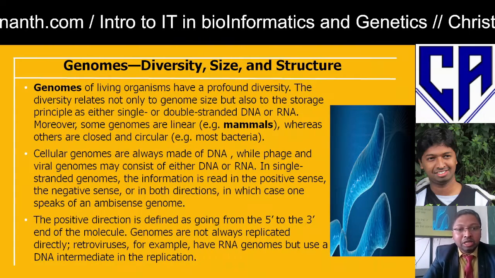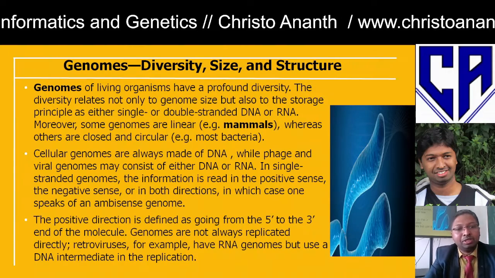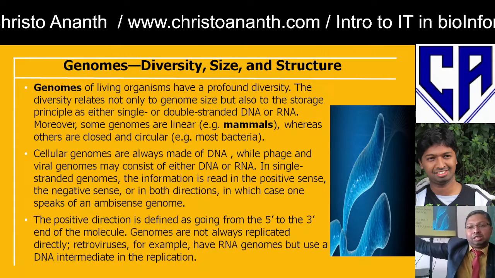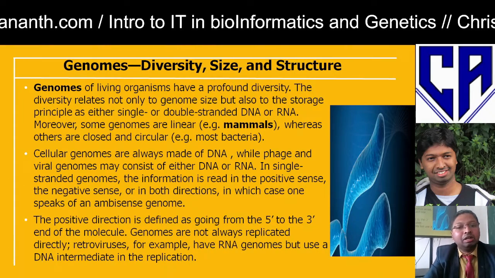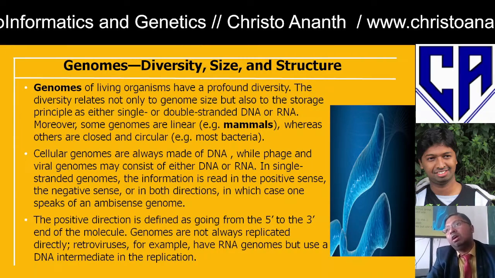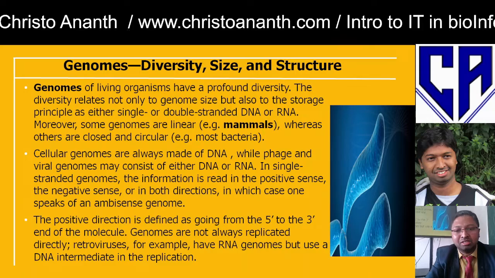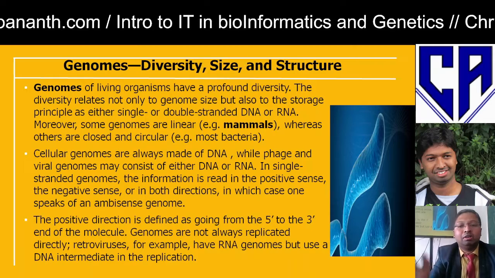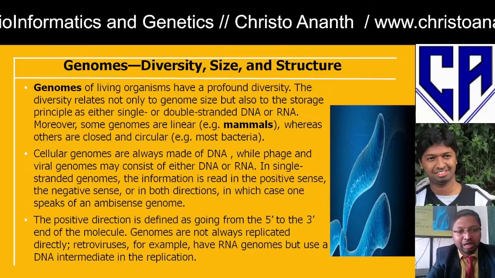In the case of cellular genomes, generally we will have DNA, but in the case of viral genomes, we will have DNA and RNA. The image on the right hand side is actually a viral genome. Here we would have the information in the positive sense, or the negative sense, or both positive and negative senses. They have given some specifications so that you can note them down. The positive direction will be from the 5 prime to the 3 prime end of the molecule.